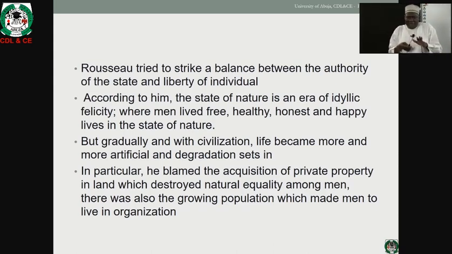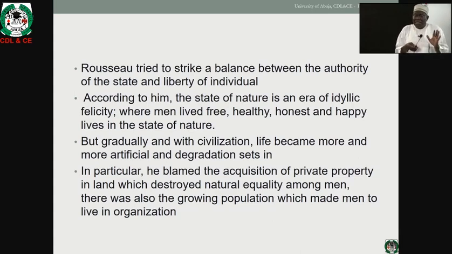So this is the idea of Rousseau, that people were living equally and happily, but with civilization and the advent of the acquisition of property, this classification between men set in. And so it destroyed that state of nature. In particular, he blamed the acquisition of private property in land, which destroyed the natural equality among men.